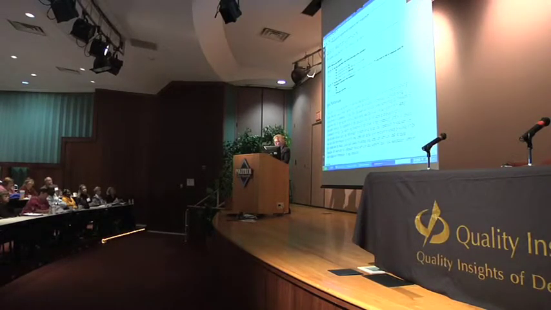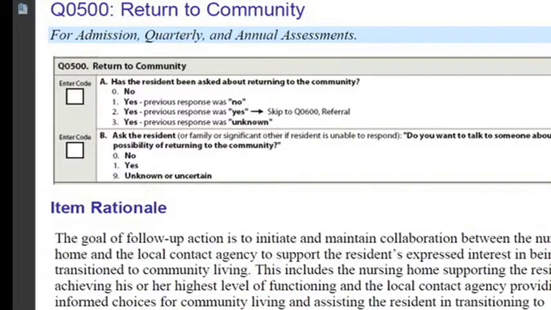At the initial admission assessment and subsequent follow-up assessments, as applicable, you ask: has the resident been asked about returning to the community? No. Yes, and their previous answer was no. Yes, and their previous response was yes. That's a skip pattern. And yes, the previous response was unknown.